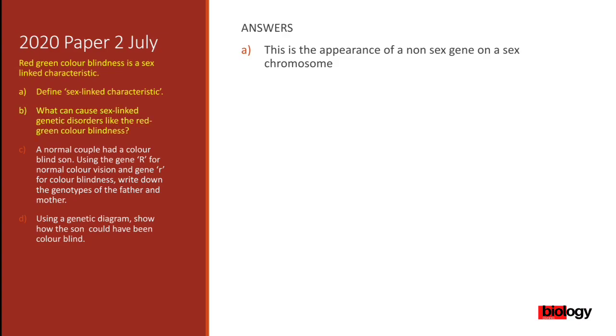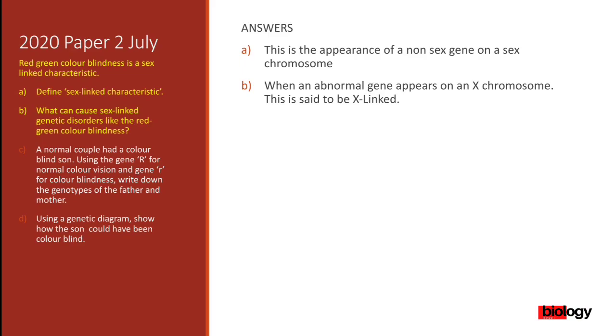What can cause sex-linked genetic disorders like red-green color blindness? What can cause this to happen? The answer is, when an abnormal gene appears on an X chromosome, that's when a sex-linked condition will take place. When an abnormal gene appears on an X chromosome, this is said to be X-linked.